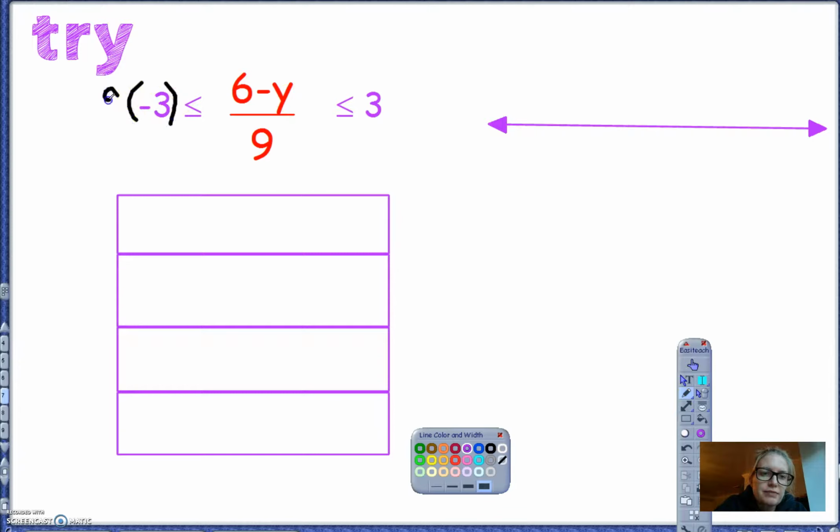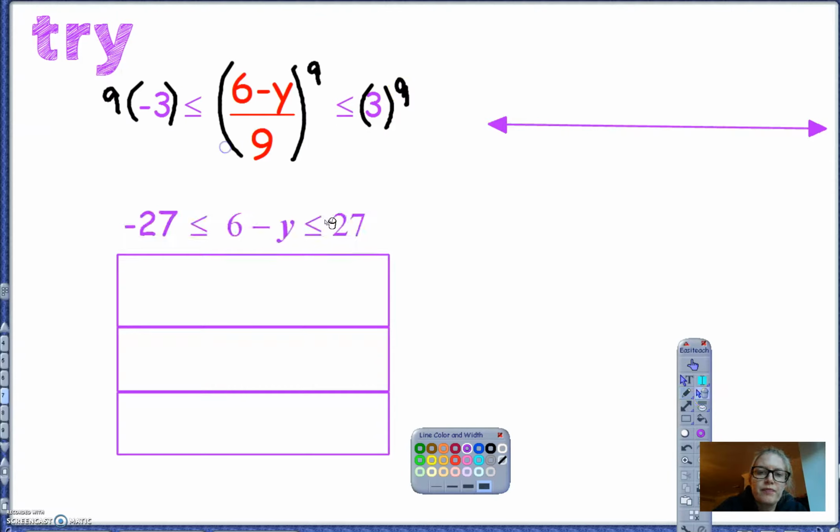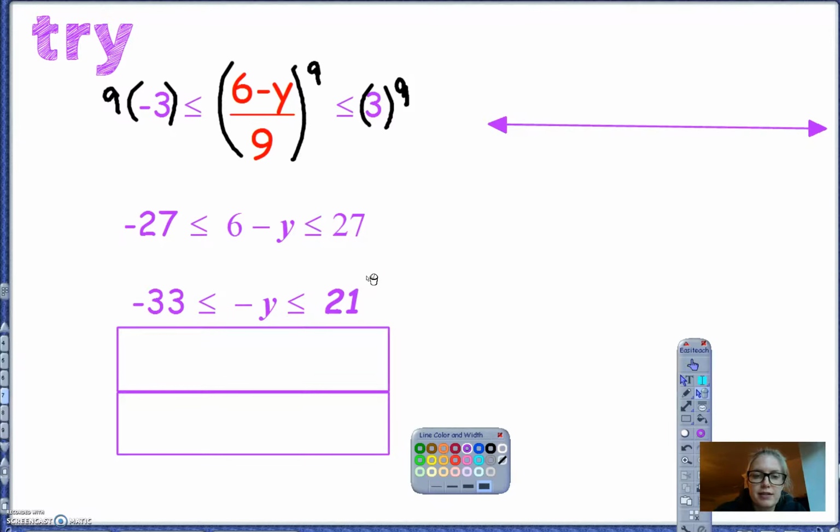Times 9, times 9, times 9. When you simplify that, you get this. Okay, now I need to get rid of that 6. To get rid of the 6, you subtract 6 from all three sides, and you should get this. Now, don't lose that sign. We had a -y there, so I have to undo -y. That's like a -1 for those who are a little bit confused.